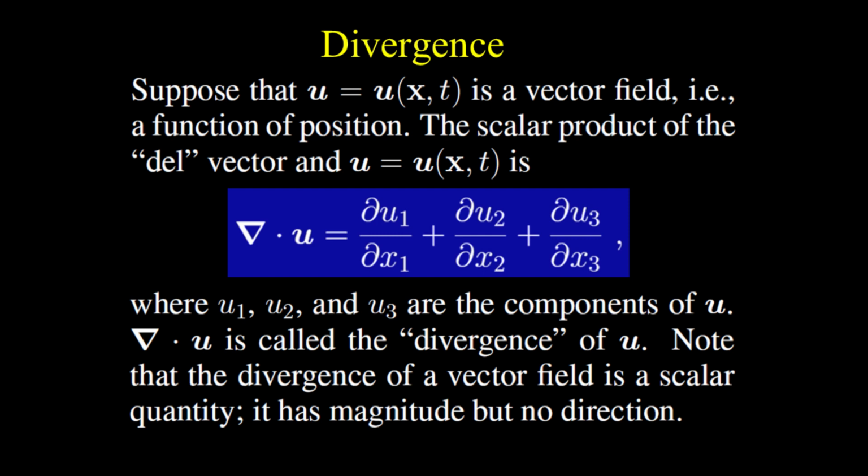So the divergence of the vector field U is simply the change in its x component along the x-axis, plus the change in its y component along the y-axis, plus the change in its z component along the z-axis. Again, note that the divergence of a vector field is a scalar quantity. It has magnitude, but no direction. The divergence is important in many areas of physics and engineering, especially those concerned with the behavior of vector fields.